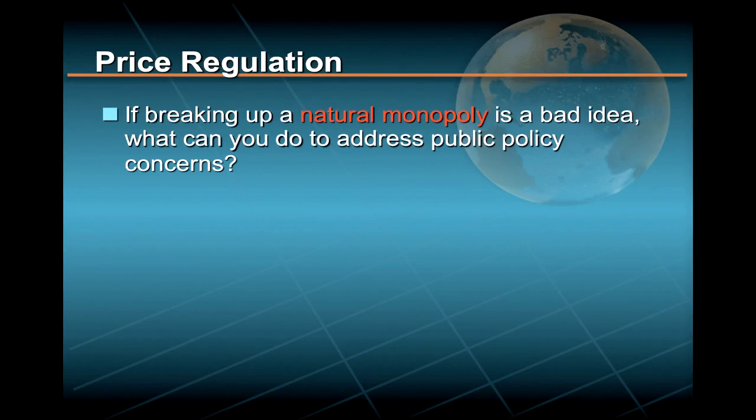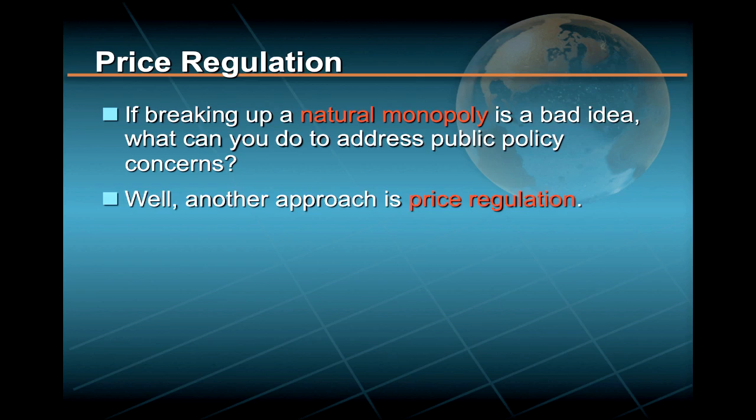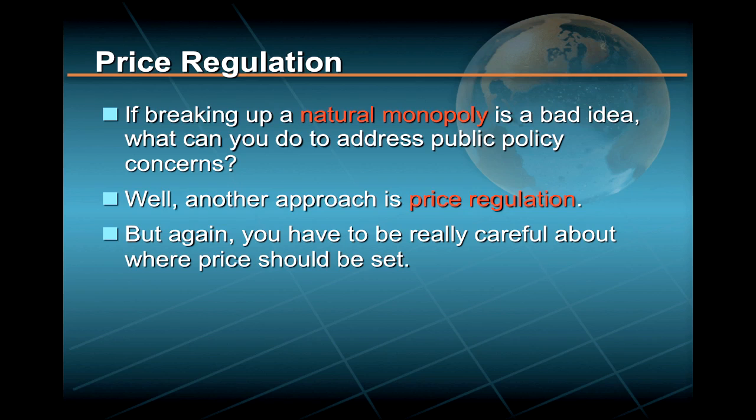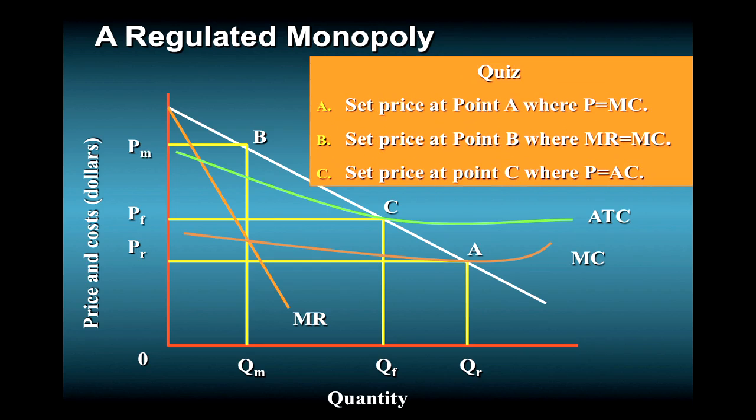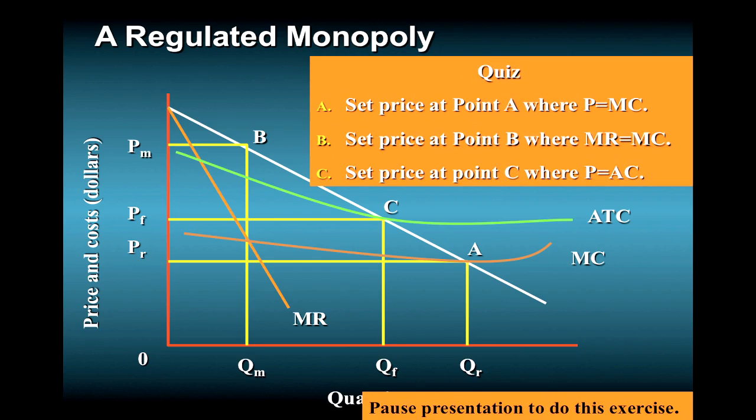So if breaking up a natural monopoly is a bad idea, what can you do to address public policy concerns? Well, another approach is price regulation. But again, you have to be really careful about where price should be set. To show you what I mean, put yourself in the shoes of a public utility commissioner and tell me where you would set price in this regulated market for the distribution of electricity.